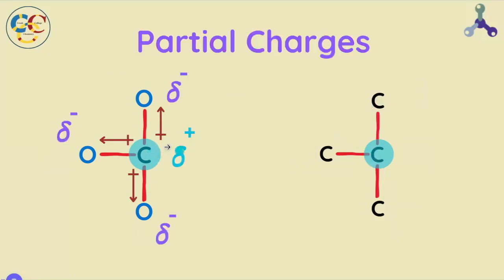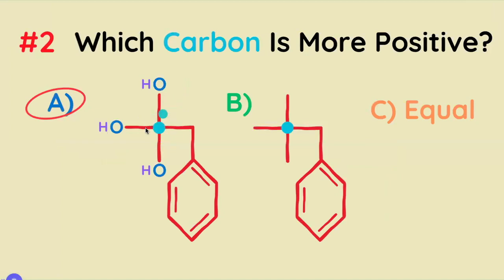As a result, this carbon will be partially positive because the electrons are skewing towards the oxygen, whereas here it's essentially static. The electrons are equally distributed. So as a result, this is partially positive and this is electrically neutral. So A is our answer. This carbon is more positive than this carbon.